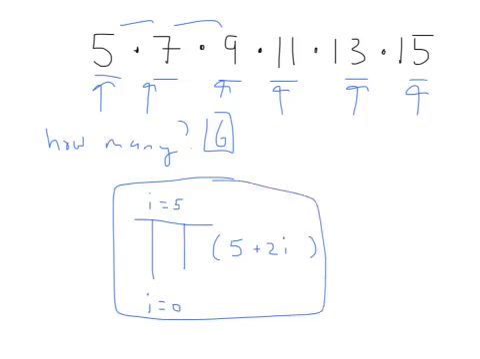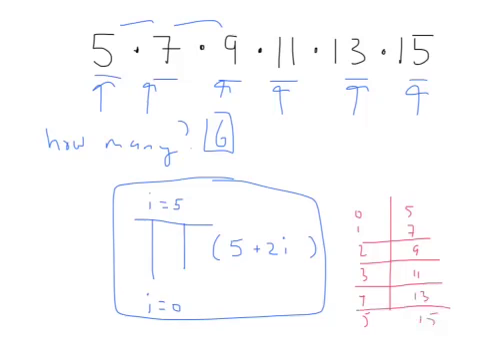And then to check to see if that works, let's just plug in our different I values. We have 0, 1, 2, 3, 4, 5, and when we plug those in, we're going to get 5 times 7 times 9 times 11 times 13 times 15, which gets us back the same thing that we started with.